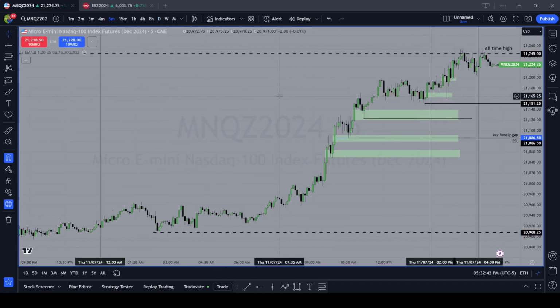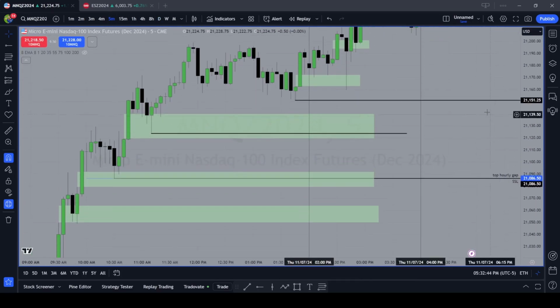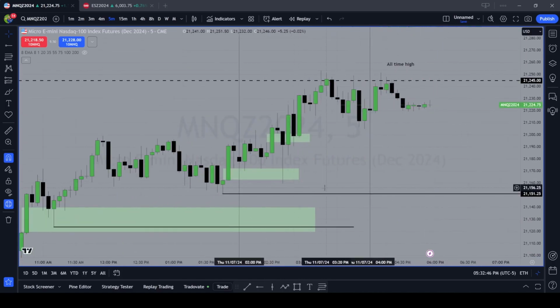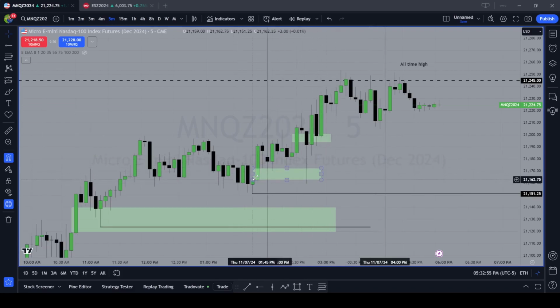So getting into the lower time frames here, marked off is 2 p.m. to 4 p.m. I didn't start watching till about 2 p.m., so that's why I marked it off there. We had a gap here that's extended out, and then this is the news candle here at 2:30. Pretty underwhelming, but that's okay.